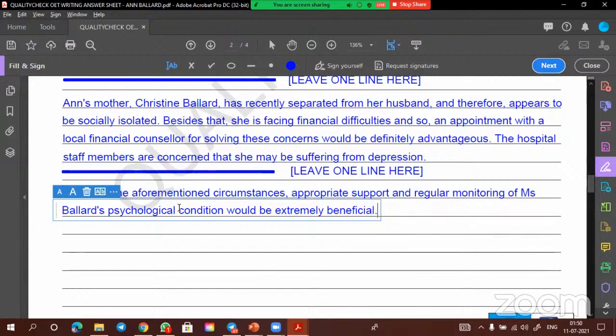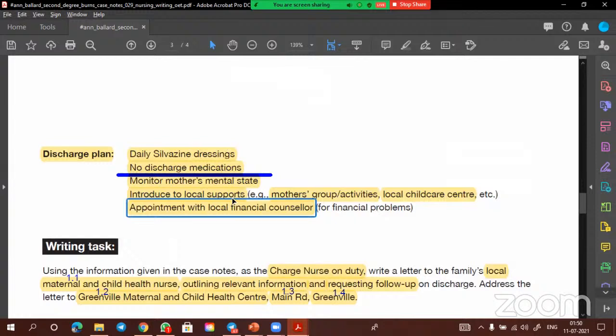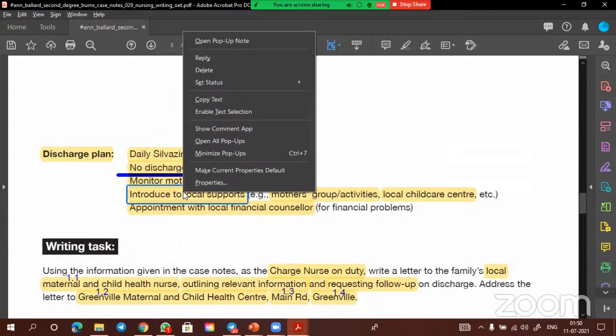Right. So this is the first sentence we have written. Based on the aforementioned circumstances, appropriate support and regular monitoring of Miss Ballard's psychological condition would be extremely beneficial. That is done. Now what remains? The remaining things are local support services and the local child care center. These two things are to be mentioned here. So let us copy the text.